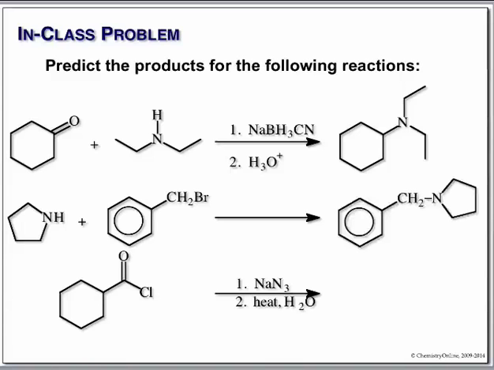Step 3 here, reaction 3. Azide is our nucleophile. Chloride leaves, gives us an intermediate acyl azide. That will lose nitrogen, and we make the amine.